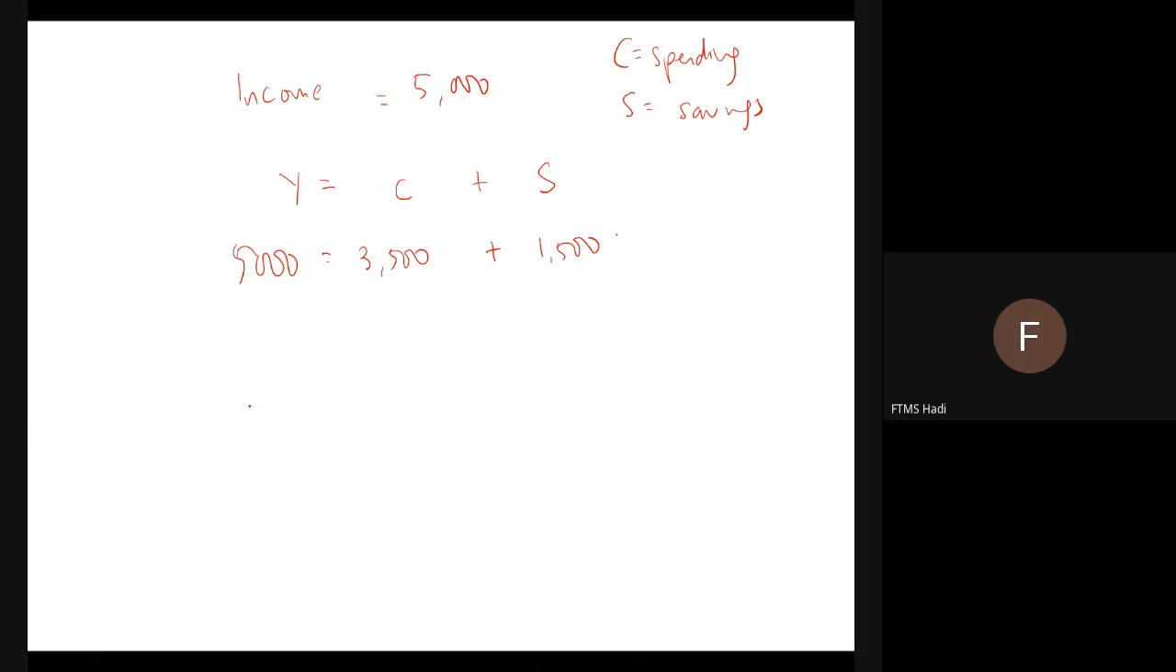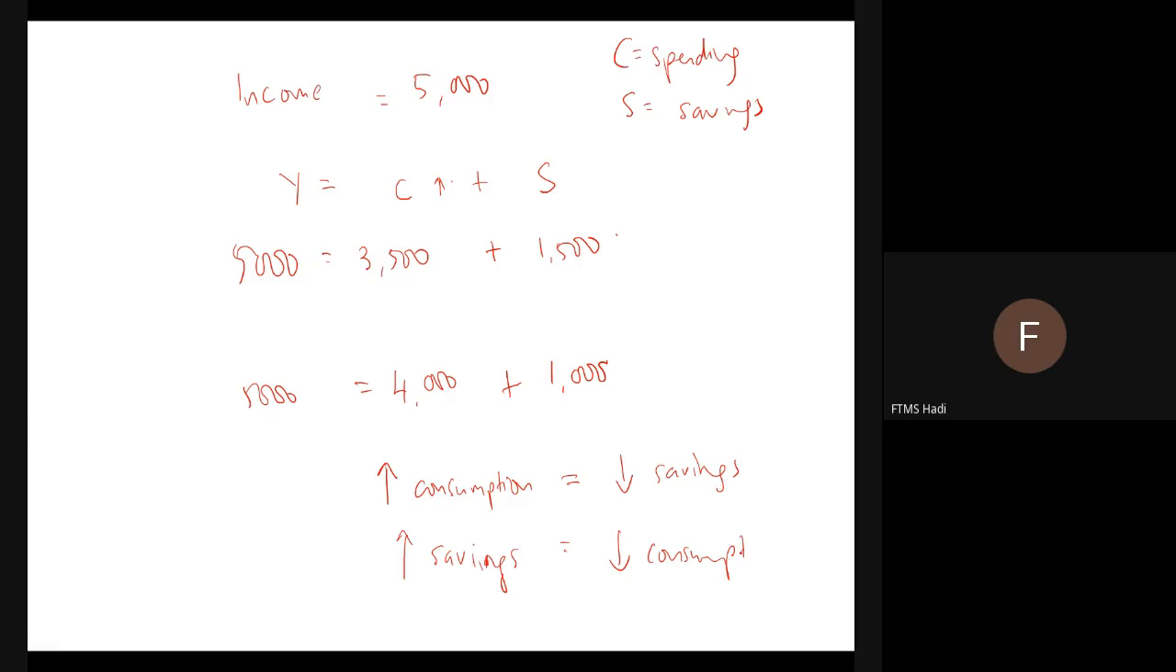What happens if you increase your consumption? Let's say you increase your C to 4,000. That means your savings will be 1,000, isn't it? So the relationship is that an increase in consumption will lead to a decrease in savings. Lagi banyak anda berbelanja, lagi kuranglah you punya simpanan. However, if you increase your savings, bila you tambah you punya simpanan, that means your consumption will be low. That means jimat lah. So that is a basic equation on consumption and savings.